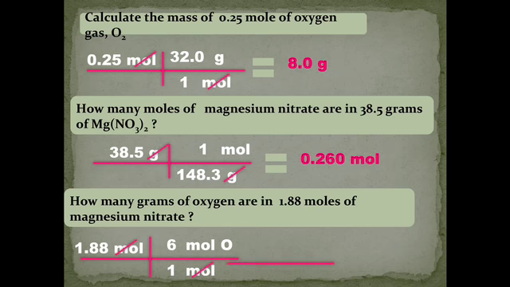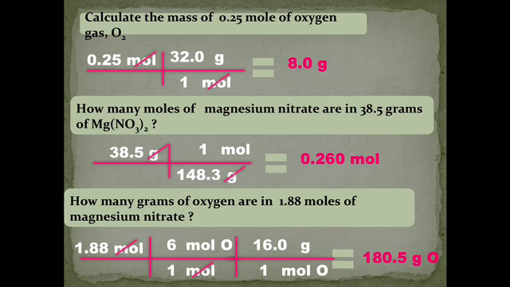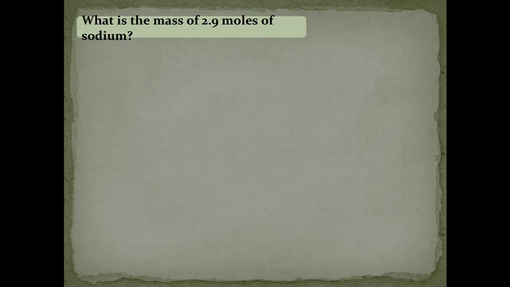So my moles cancel there, but I want grams, so I'm going to do another step. For every mole of oxygen, now I'm just doing 1 oxygen, so it's 16 grams. So now where I want to be, I multiply across the top and divide on the bottom, and I get 180.5 grams of oxygen.